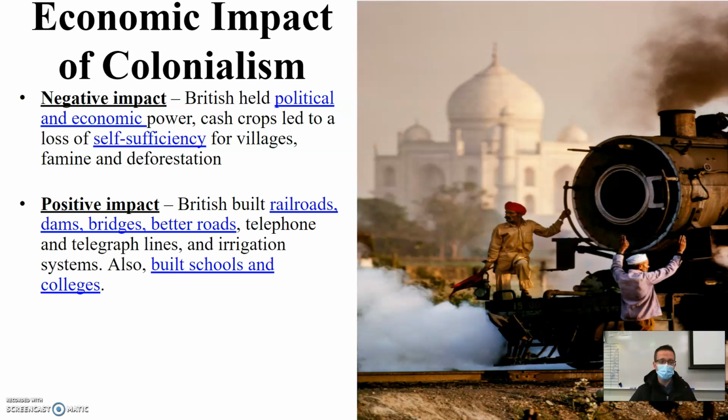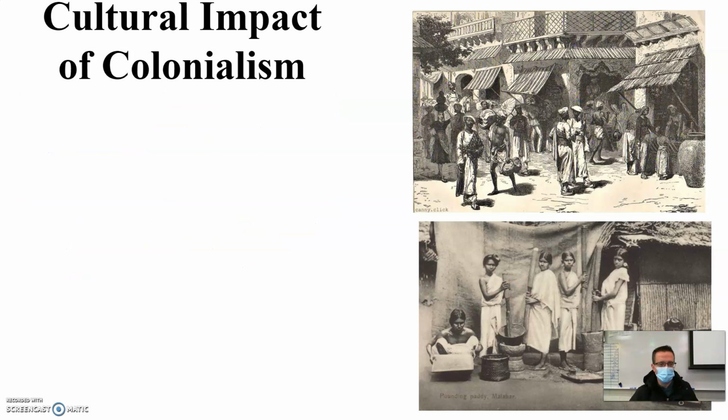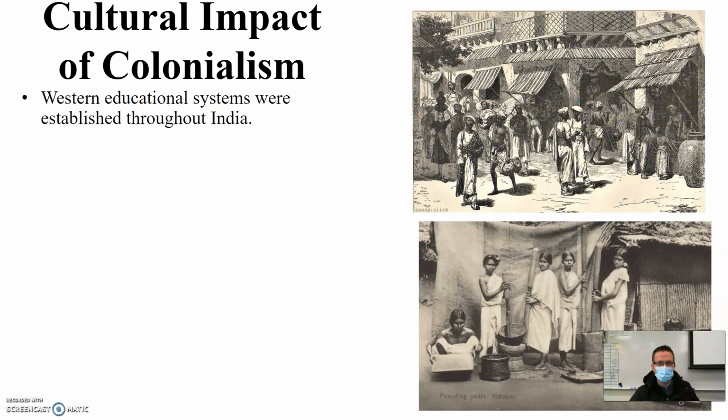Some positive impacts, though: the British helped build roads, dams, bridges, better roads, telephone, telegraph lines, and irrigation systems. And they also built schools and colleges as well. With that, it was more of a Western educational system. Actually having classrooms and teaching curriculum, math, science, English, all of those things. All right, maybe not necessarily English, but you get what I'm saying.